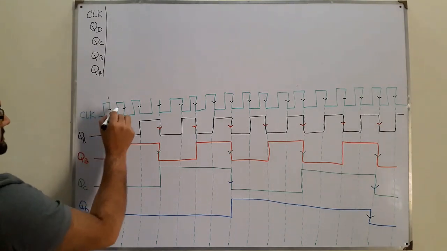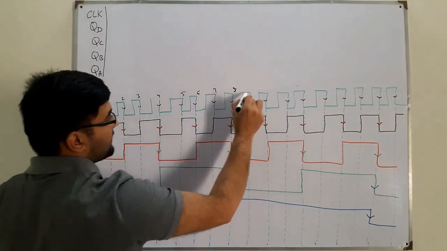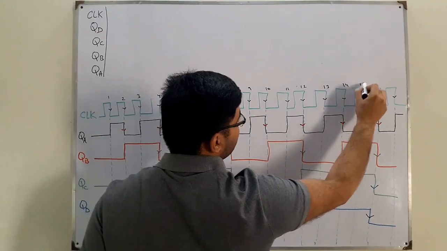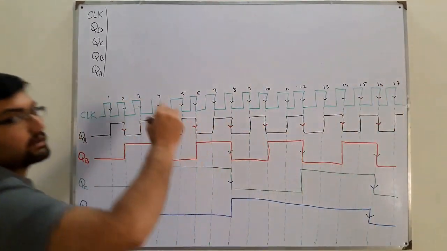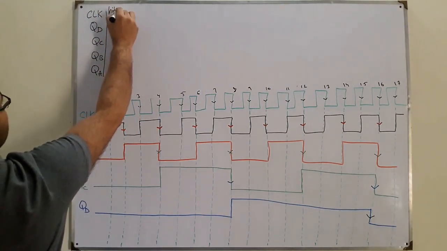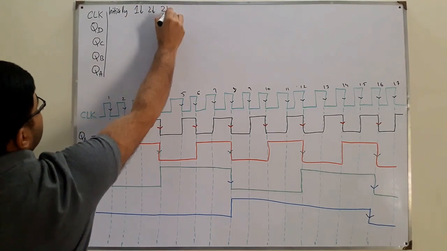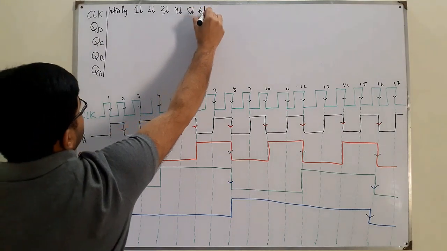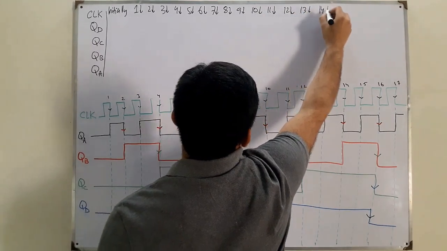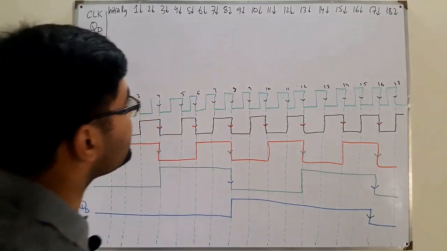All right. Negative edges: 1, 2, 3, 4, 5, 6, 7, 8, 9, 10, 11, 12, 13, 14, 15, 16, 17. All right. Okay, so let me write it over here. Now let's say first I write the initial value, initially, all right? Then we say the first falling edge, second falling edge, third, fourth, fifth, sixth, seventh, eighth, ninth, tenth, 11th, 12th, 13th, 14th, 15th, 16th, 17th, 18th, and so on. That is not our concern.